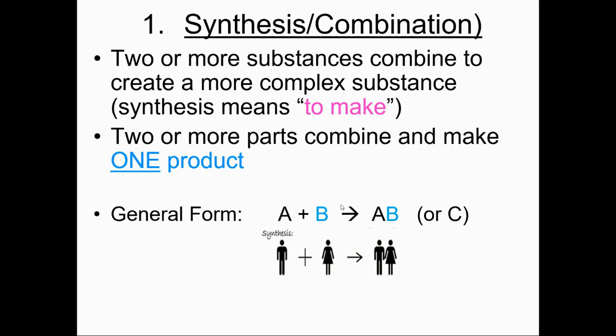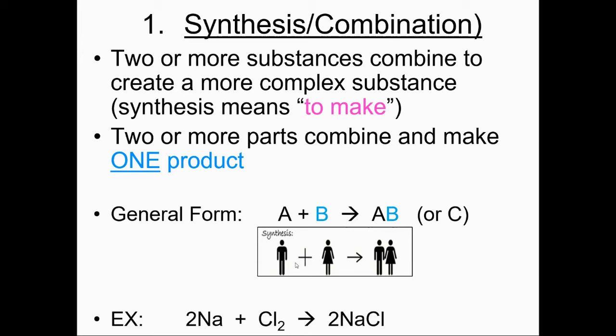Its general form looks like this. It's a very basic one. You have an element A or compound A plus element or compound B to give you AB, one product. You could have something like A plus B plus C, and that would give you ABC. But the point is you have one product. So you can see what that means just like looking at these 2 people. You have 2 individuals. Now they get together and become a couple. You made a new product, a new couple.